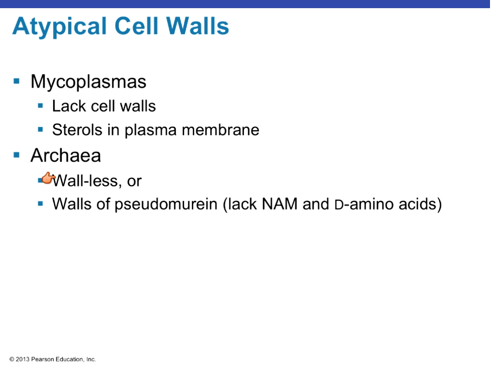So for your exam, I would like for you to be able to tell me examples of atypical cell walls, which consist of 3 different categories. You have the acid-fast staining cell walls, which have those waxy mycolic acids that allow for that process to take place, mycoplasmas that don't have cell walls, and then you have archaea that either don't have cell walls or they have cell walls that are made out of a derivative of the N-acetylmuramic acid that we call pseudomurein.